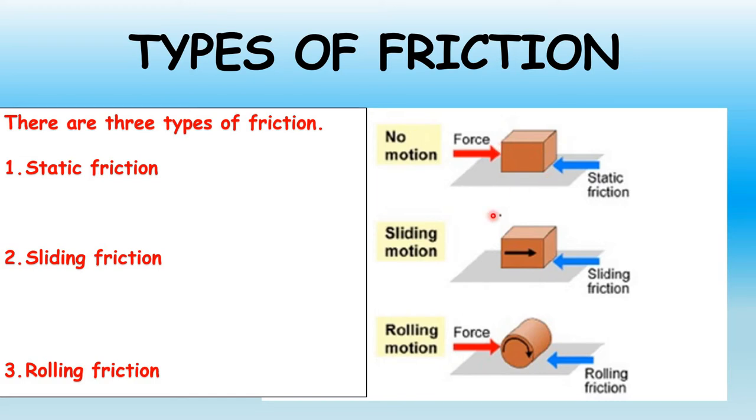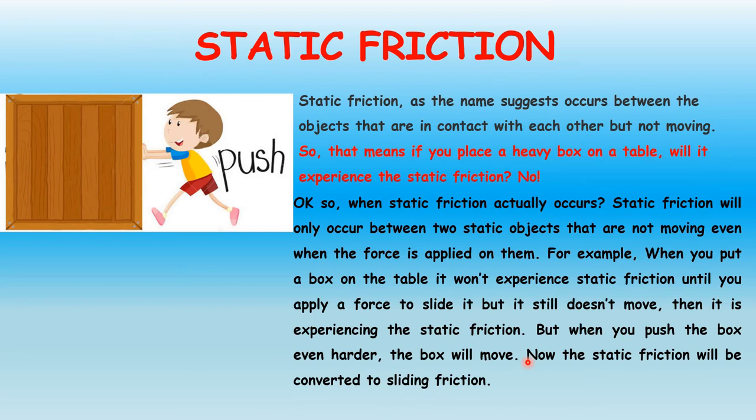It's not moving. Now sliding friction means here again a force is applied and the object is sliding over the surface. Then the sliding friction comes into action. Here you can see there is an applied force and the object is rolling over the surface, and hence the rolling friction comes into action and opposes its rolling. Now we will study in detail about each friction. First we will start with static friction.